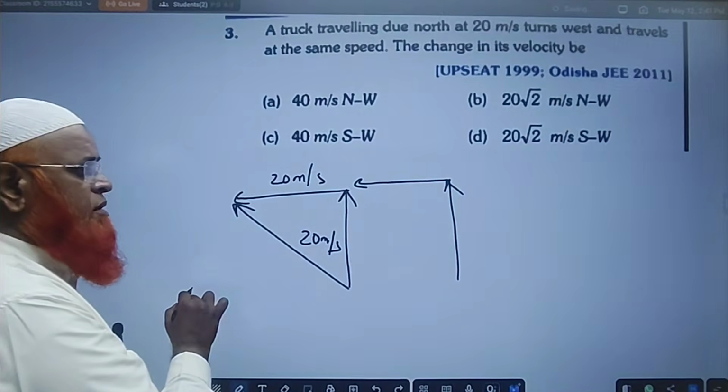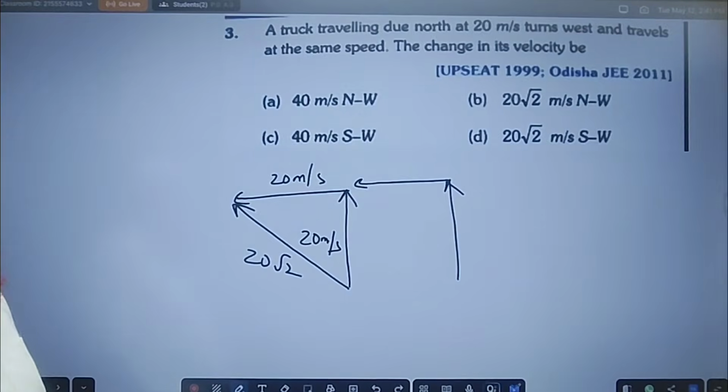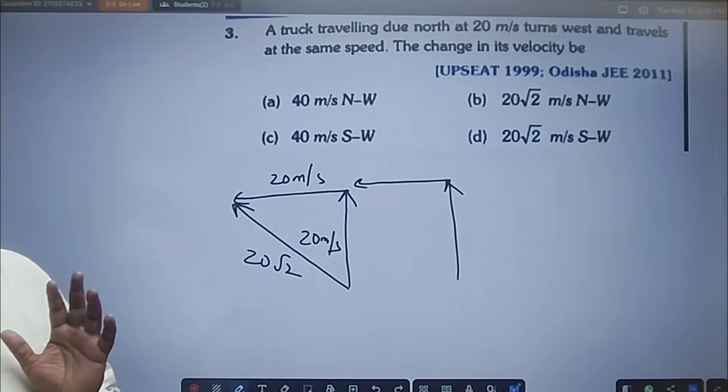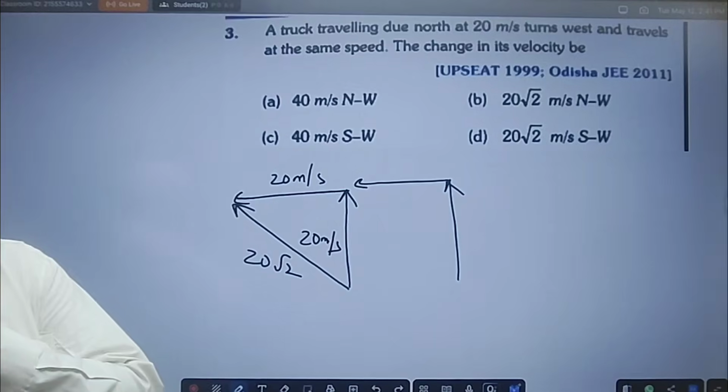And what is the Pythagoras theorem you are going to apply? 20 root 2. What is the correct direction? How do you say? Southwest. How did you tell?